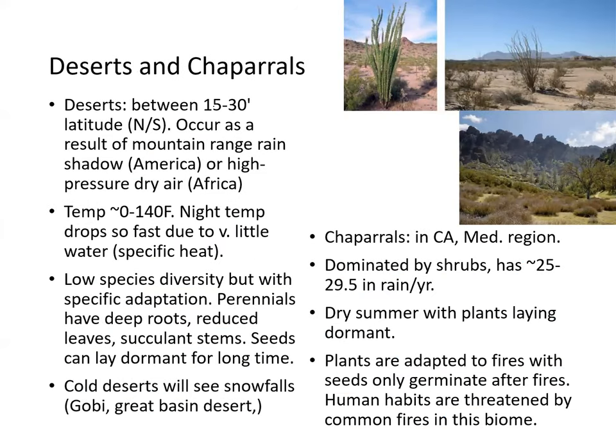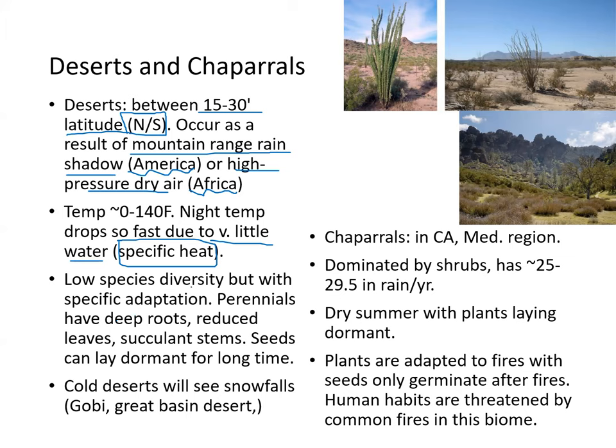Deserts are between 15 to 30 degrees latitude, north and south. They can occur as a result of mountain ranges, rain shadows, or high pressure dry areas. That's what happens in Africa. Temperatures range anywhere from 0 to 140 degrees. Night temperature drops so fast because there's very little water. Water has very high specific heat, so it retains heat a lot.